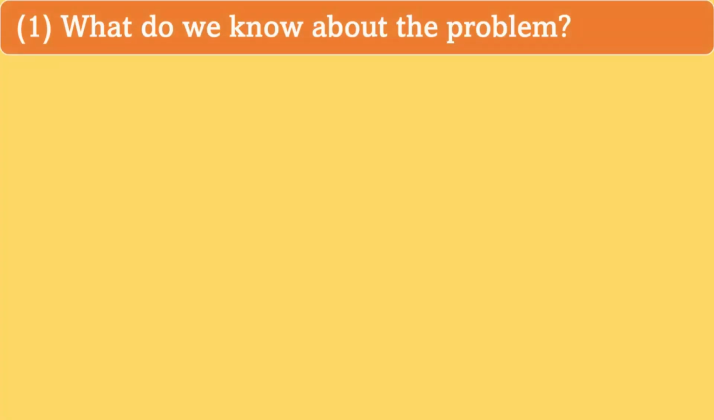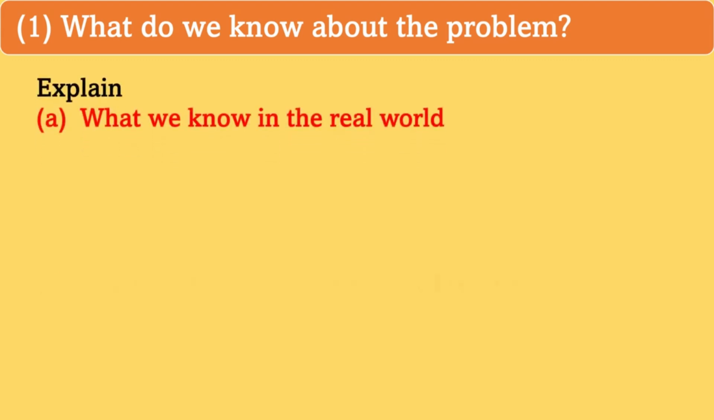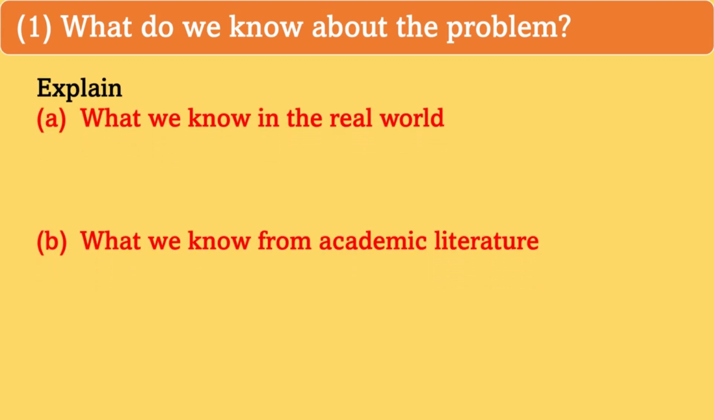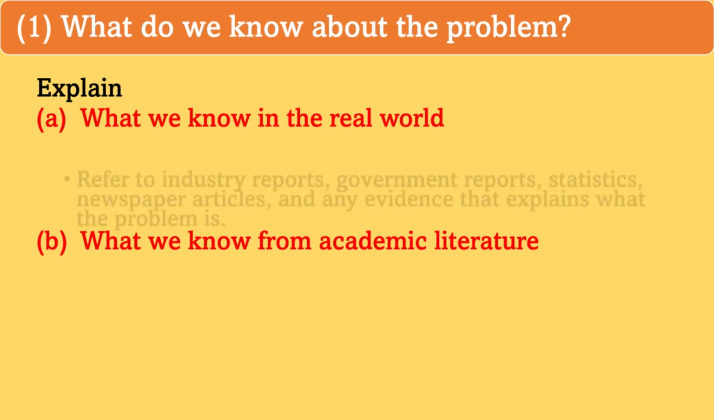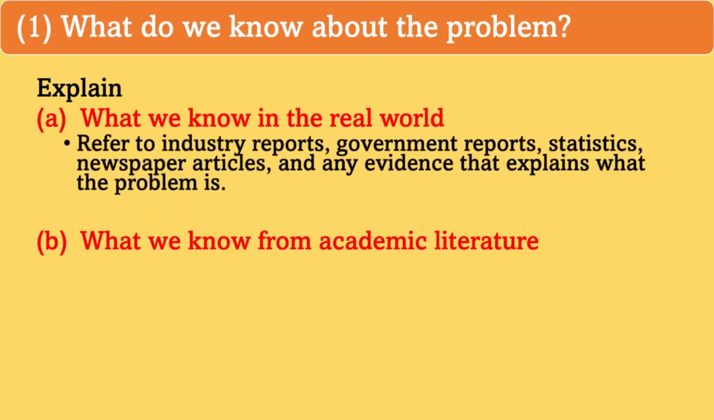Number 1. What do we know about the problem? In this part, you need to explain what we know in the real world and what we know from the academic literature. To support what we know in the real world, you can refer to industry reports, government reports, statistics, newspaper articles, and any evidence that explains what the problem is.